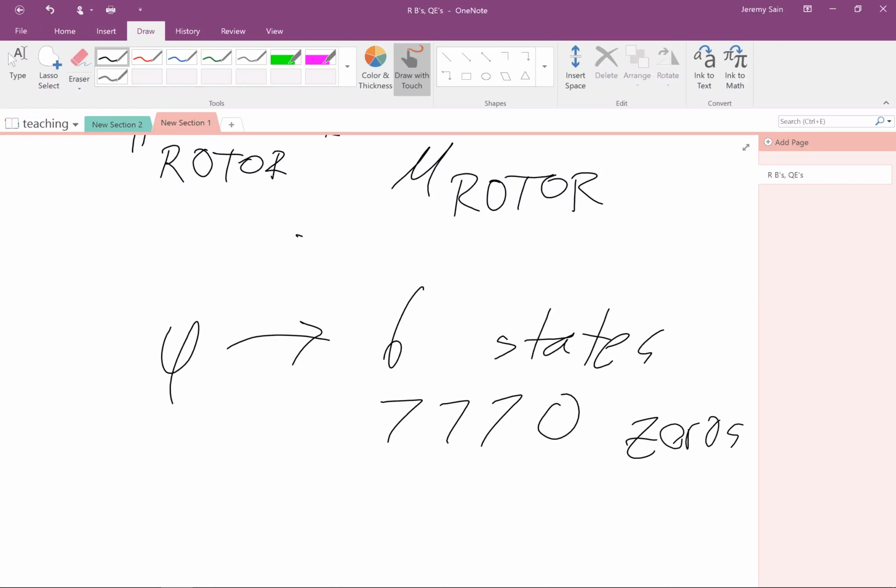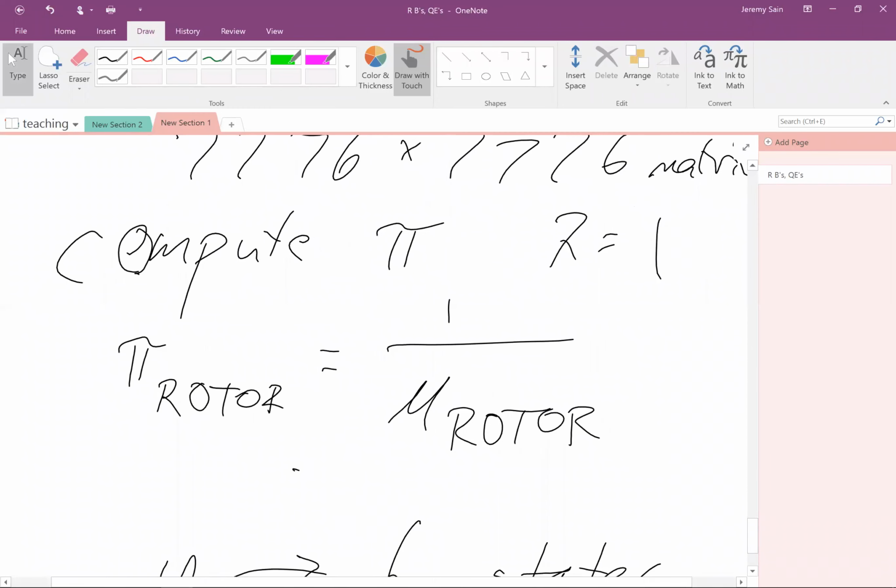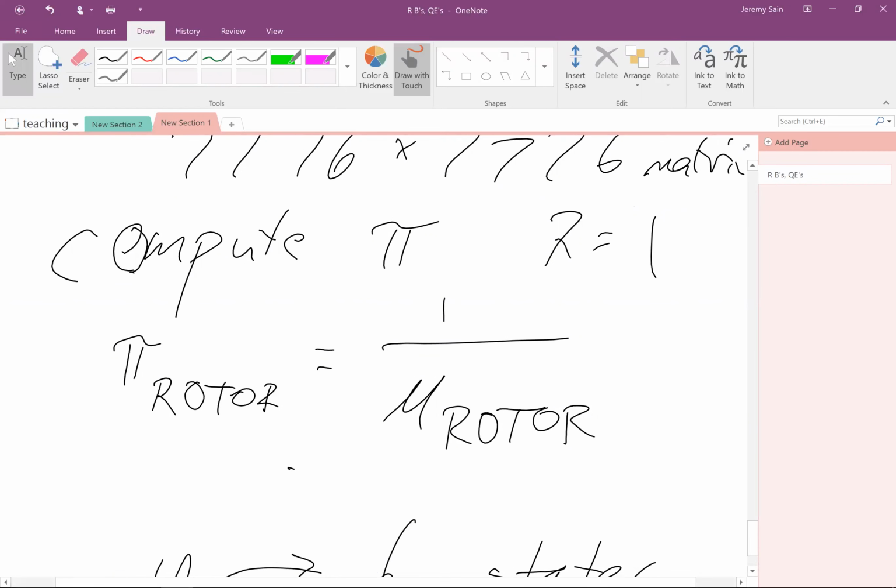But anyway, in principle, to compute that probability, you just write down this huge matrix, which has lots and lots of zeros. You compute its row eigenspace for lambda equals 1. You look at the component for rotor, which will be a vector with 7,776 entries, a row vector. You take the one that corresponds to the word rotor, take 1 over it. That's how long on average it takes you to get to the word rotor. So in principle, that's how you solve that type of problem.